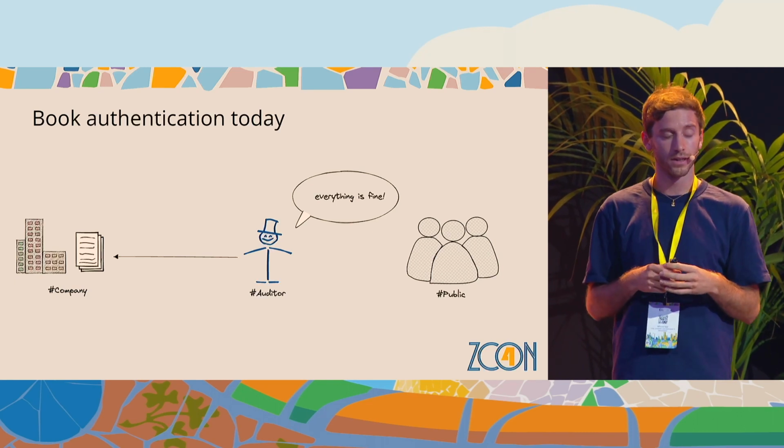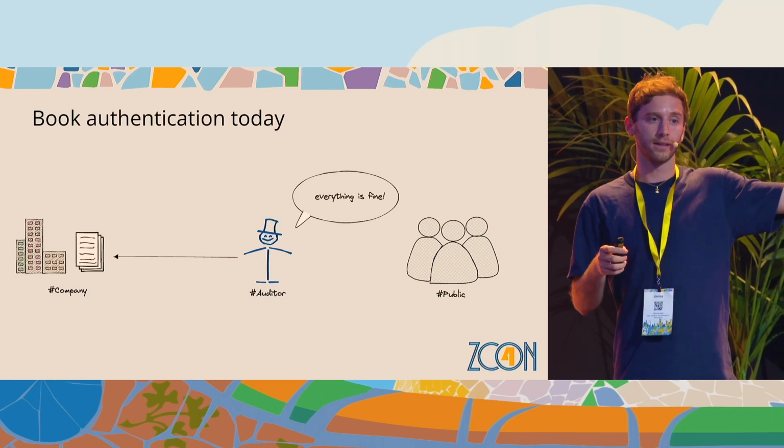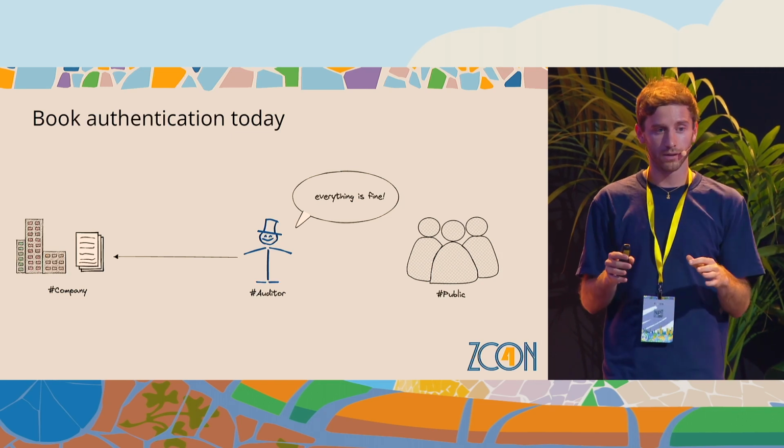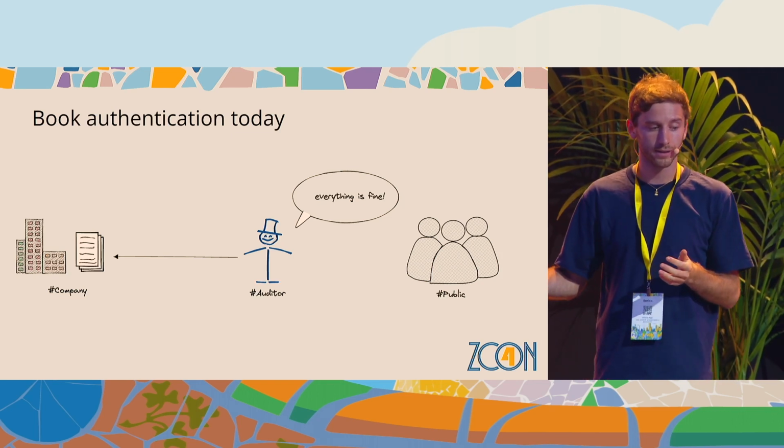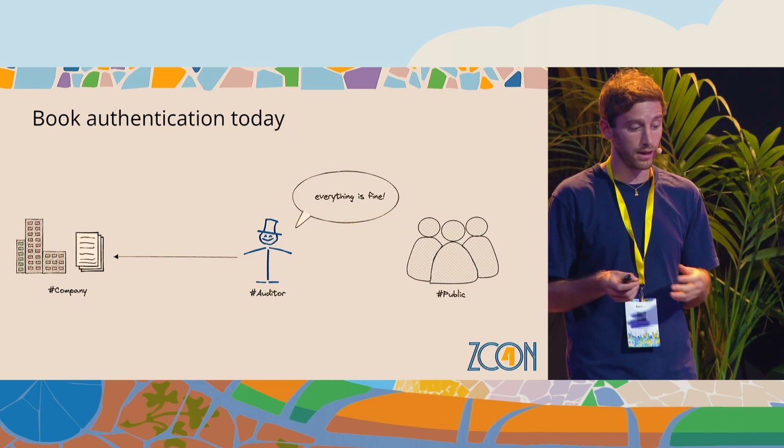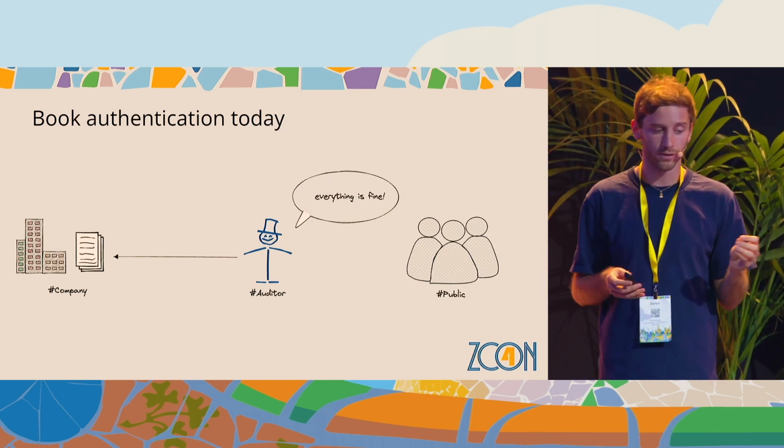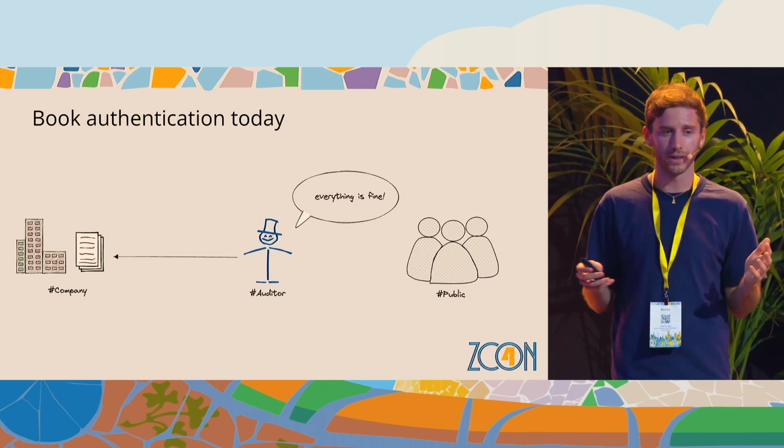This is a general issue of how book authentication works today. Usually, you have on one side, on the left, a company. In the middle, you have an auditor. And on the other side, you have the public, the users. And the public has to trust the auditor when they say that everything is fine.